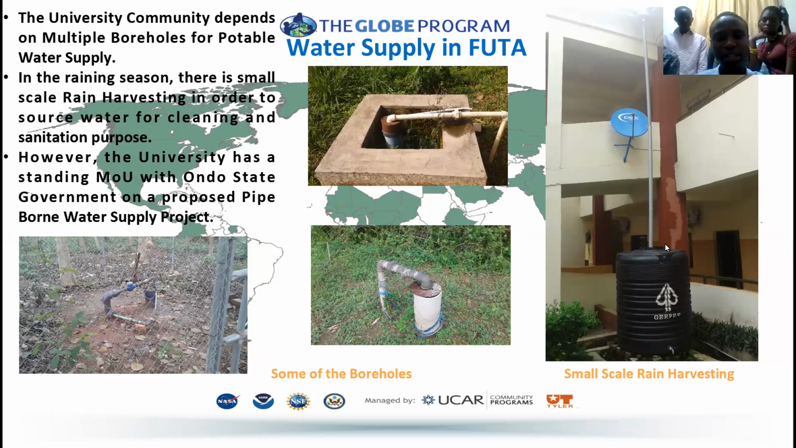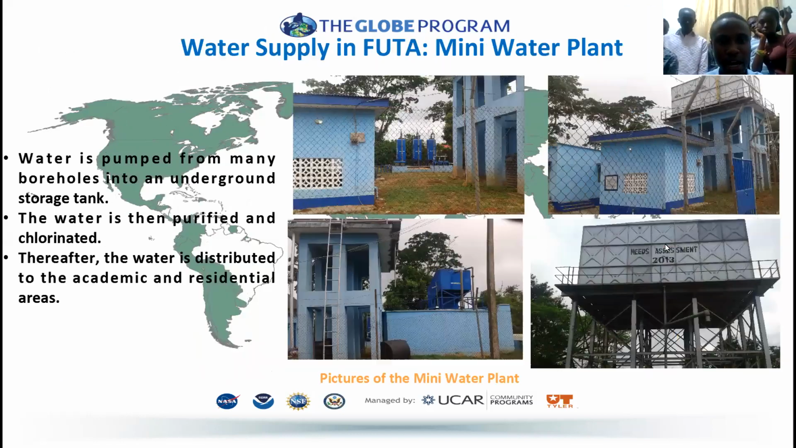The school has a standing MOU with the state government for a proposed pipeline, pipe-borne water for the school. Also, since most of our sources in Nigeria are based on underground water, the school pumps the water and stores it in an underground tank, where it is purified and chlorinated. Thereafter, it is distributed to other parts of the school community, the academic buildings and the residential area within the school.